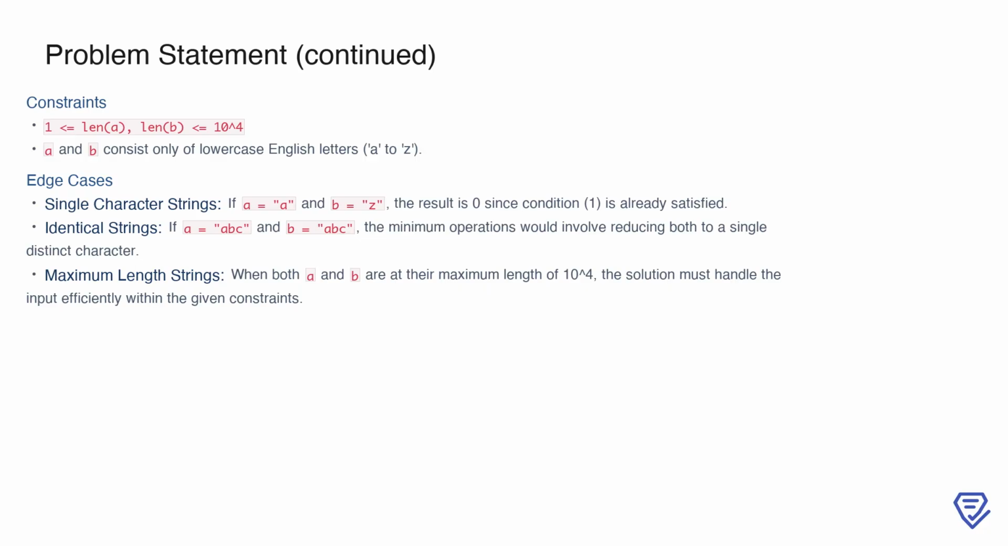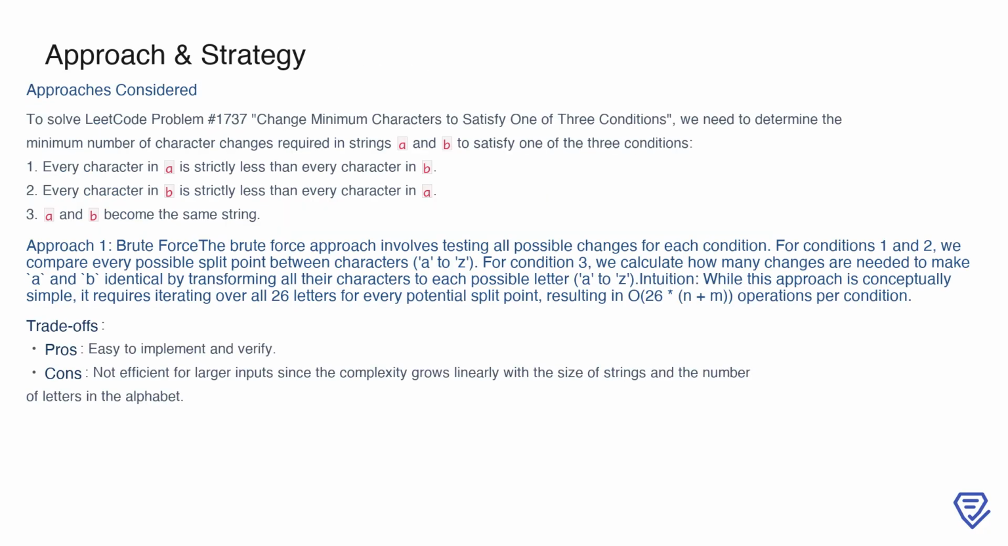Additionally, when the strings are at their maximum length, the solution must be efficient enough to handle these large inputs within the constraints. To tackle LeetCode problem number 1737, we need to address the challenge of minimizing the character changes required to satisfy one of three conditions. These conditions involve either ensuring every character in string A is strictly less than every character in string B, flipping the inequality to make every character in B strictly less than every character in A, or transforming both strings so that they become identical. One straightforward way to approach this is through brute force.